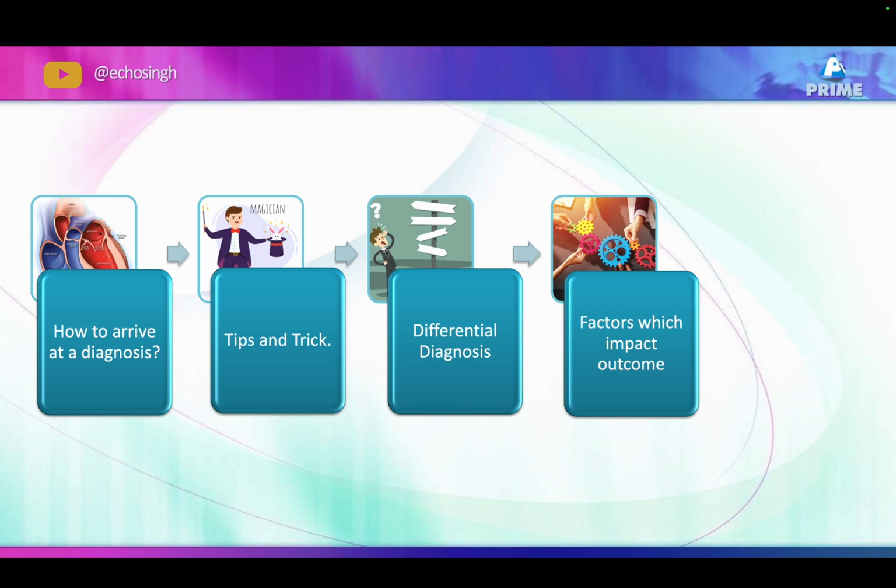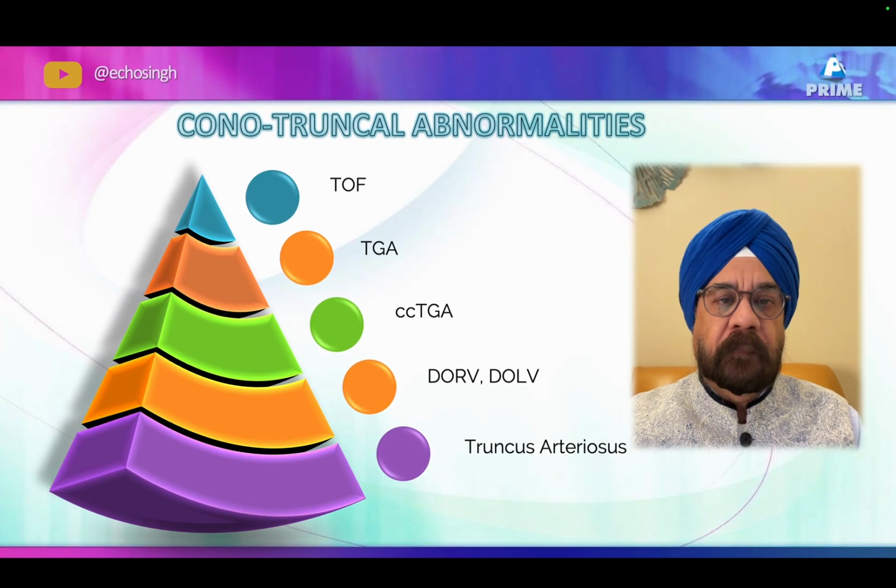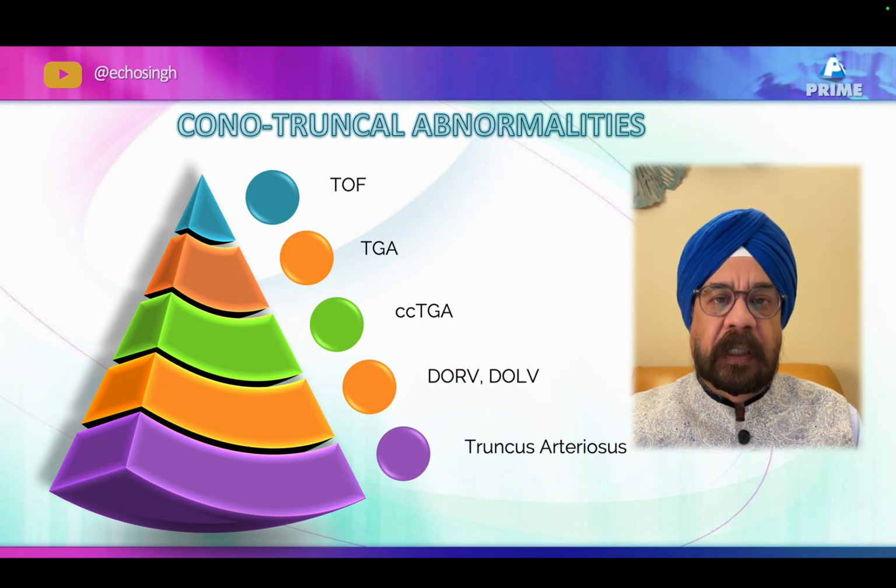More importantly, which I'm going to focus on, are the factors which impact the outcome of the neonate and what surgery is required in conotruncal abnormality. This is critical for you to understand, to have data to give informed counseling based on the information you have. I don't think I'll be able to do justice by covering all the conotruncal abnormalities. So if time permits, I would, but I'll focus on tetralogy of Fallot and TGA, which are fairly common disorders.